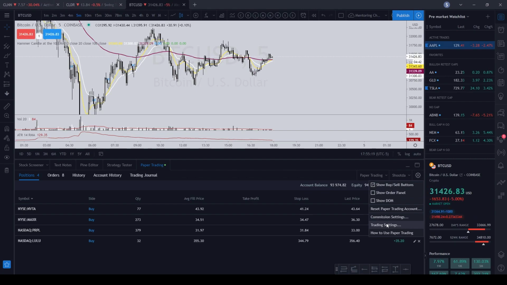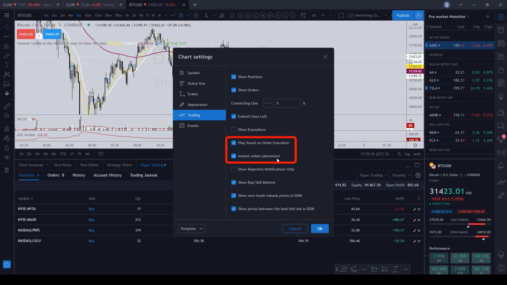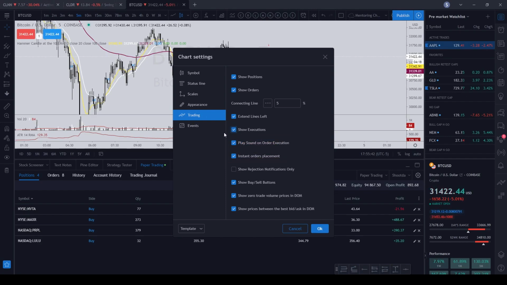Then you have access to your trade settings. So you click on that and you can access that this way, or you can get through it via the little settings button on the actual chart and then go down to trading. That takes you to this screen here. Now, everything that you see here is default except for the play sound and instant order placement. I've added those. Those are not normally default. And the show execution usually is.